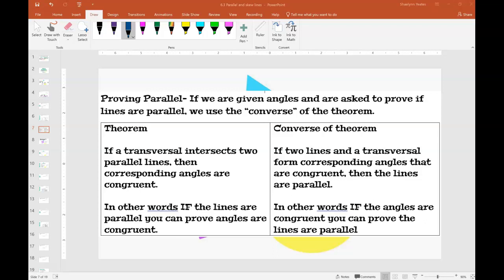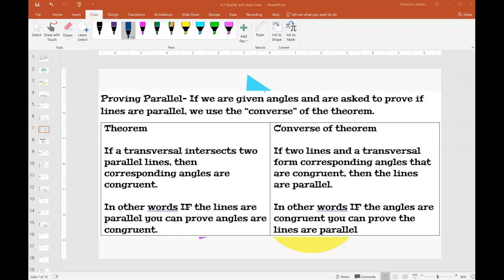All right, so when we were going forward, in other words, we were proving that angles were congruent or supplementary, we were saying that if these lines are already shown as parallel, then we can say these things about the angles. The converse of a theorem just switches the if and then. So it's saying if these angles are congruent, then the lines are parallel.